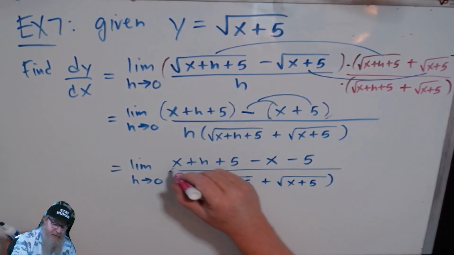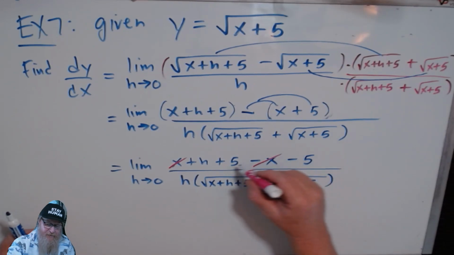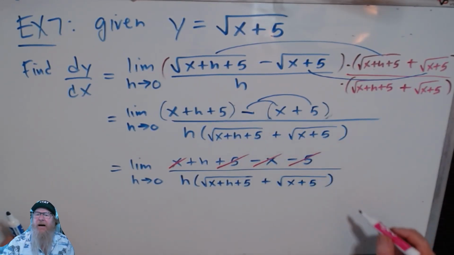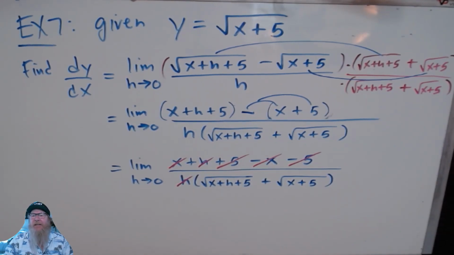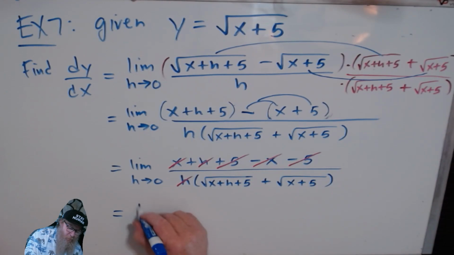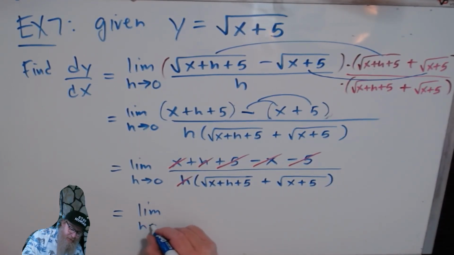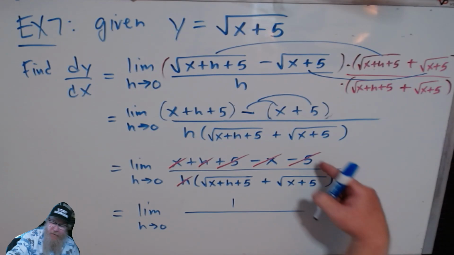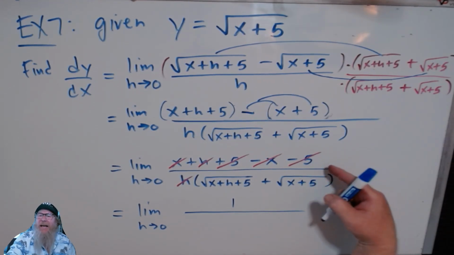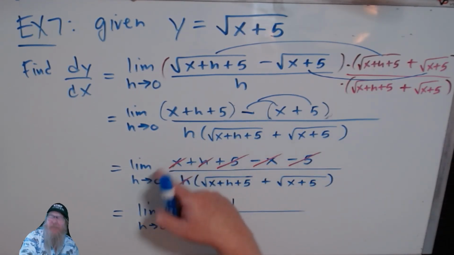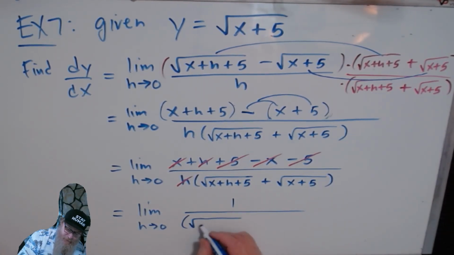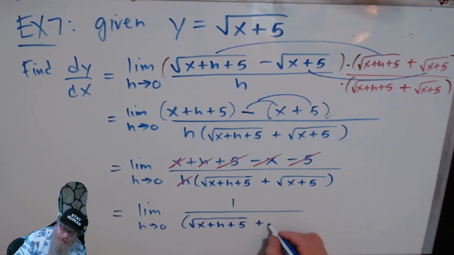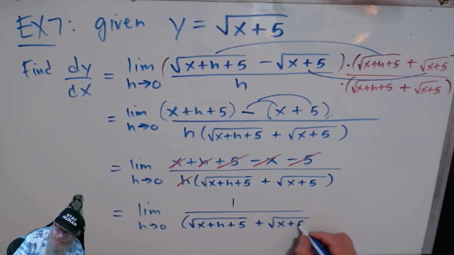Do some canceling. x, negative x. 5, negative 5. Oh, h. And then put an invisible 1. There was already a 1 in the numerator, right? You just couldn't see it. And once you cancel all of these terms, then it becomes clear that there's a 1 there. And he's like, I was here the whole time. You just didn't see me.